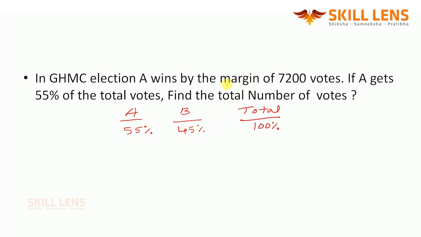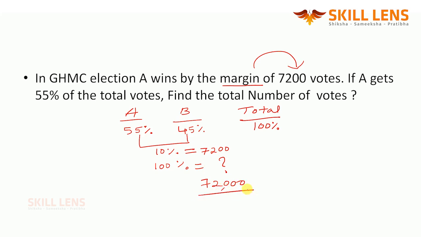Yes. The clue word is margin. Margin is 7,200. What do you mean by margin? Margin is nothing but the difference between the two candidates. What is the difference here? The difference here is 10%. I know the 10%. What is 10%? 7,200. When 10% is 7,200, then 100% is what? Your calculation skills: 10% is 7,200, then 100% is going to be one zero extra. That will give you 72,000. Very easy question. Hope you understood.